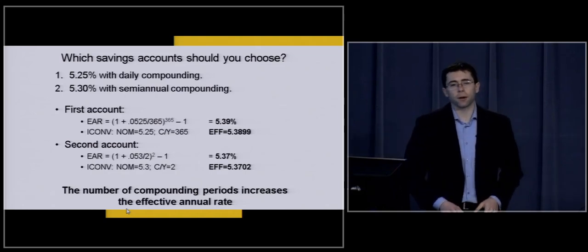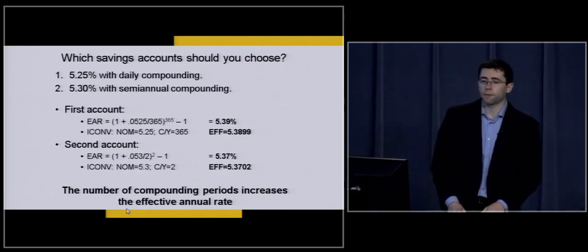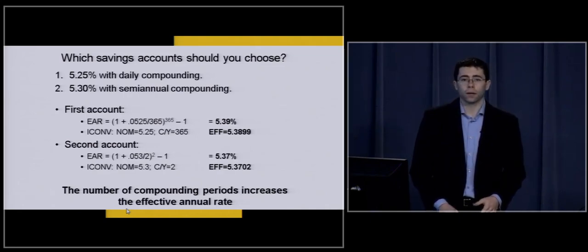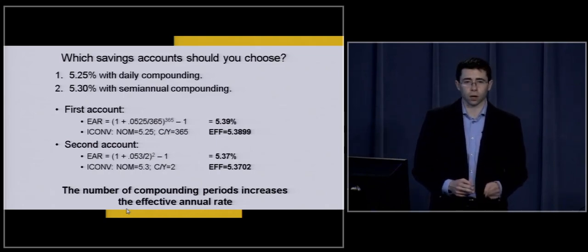As the number of compounding periods increases, the effective annual rate is going to increase, because remember, we're using compound interest. The number of compounding periods per year, as it increases, means that you have more opportunities to earn interest on interest you've already earned.